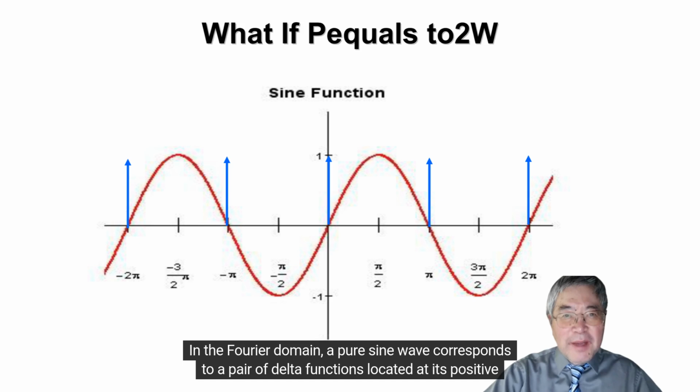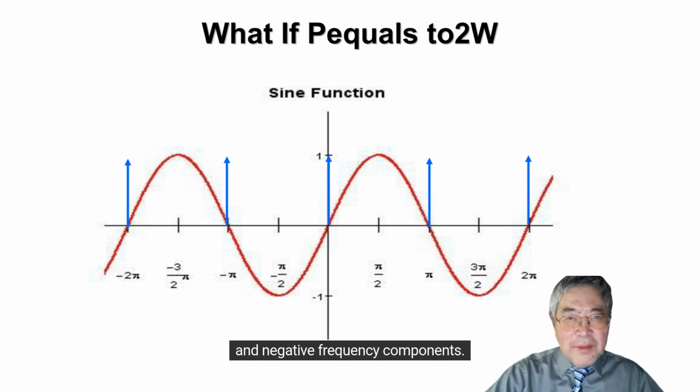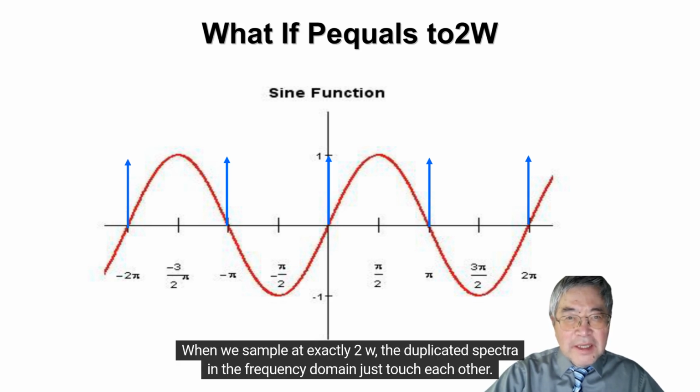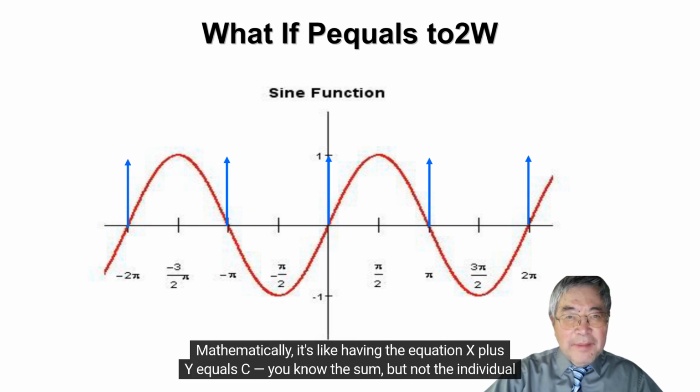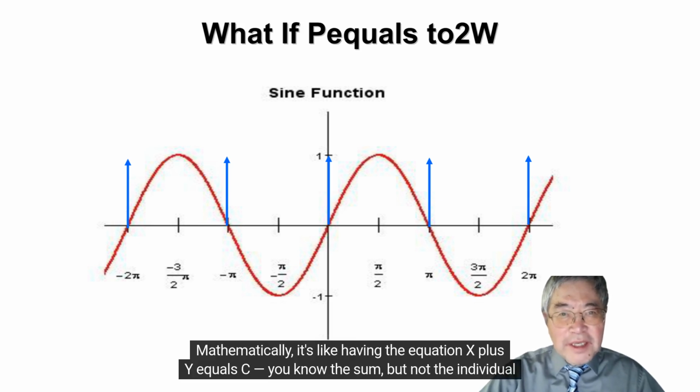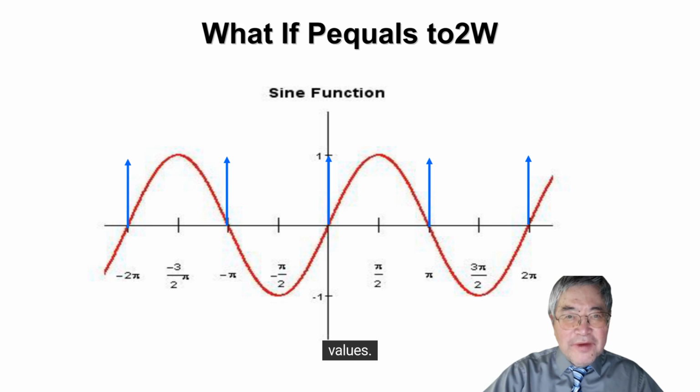In the Fourier domain, a pure sine wave corresponds to a pair of delta functions located at its positive and negative frequency components. When we sample at exactly 2W, the duplicated spectra in the frequency domain just touch each other. If the touching points happen to be delta functions, those deltas overlap, and we can no longer separate the contributions from each one. Mathematically, it's like having the equation x plus y equals c. You know the sum, but not the individual values.